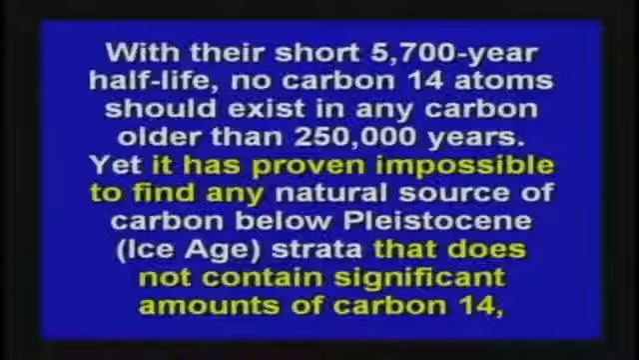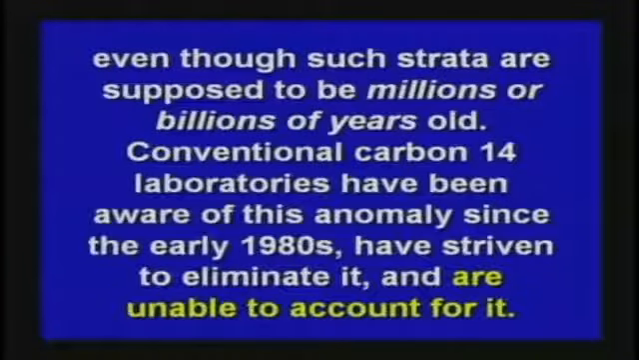A great article came out from Institute for Creation Research. They're the ones that did the RATE project, ICR.org. They said, with their short 5,700-year half-life, no carbon-14 atoms should exist in any carbon older than 250,000 years. They should all be gone. Yet it's proven impossible to find any natural source of carbon below the Ice Age that does not contain significant amounts of carbon-14. Even though such strata are supposed to be millions or billions of years old, conventional carbon-14 laboratories have been aware of this anomaly since the early 80s and have striven to eliminate it and are unable to account for it.